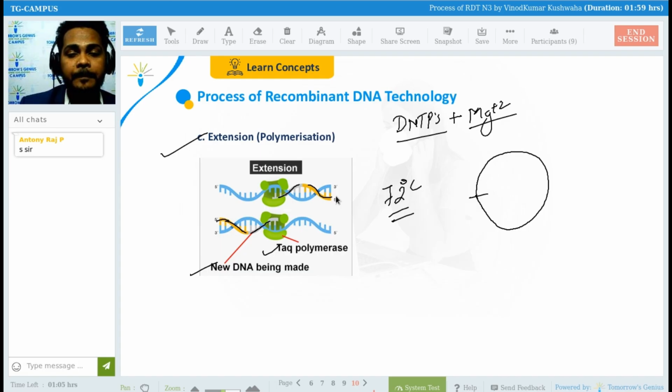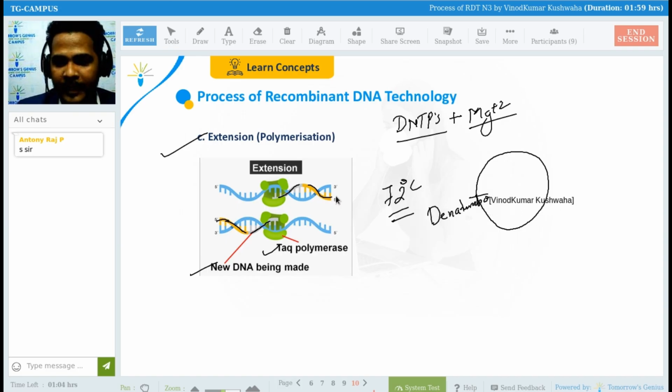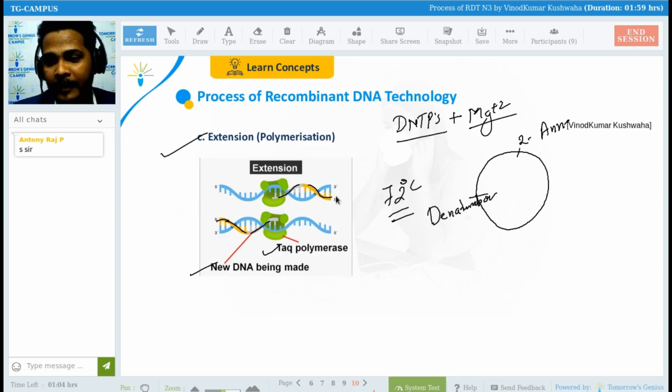Tell me the name of the first step. Denaturation. Yes, denaturation is the first step. Second step? Annealing. Yes, annealing. And the third? Extension.